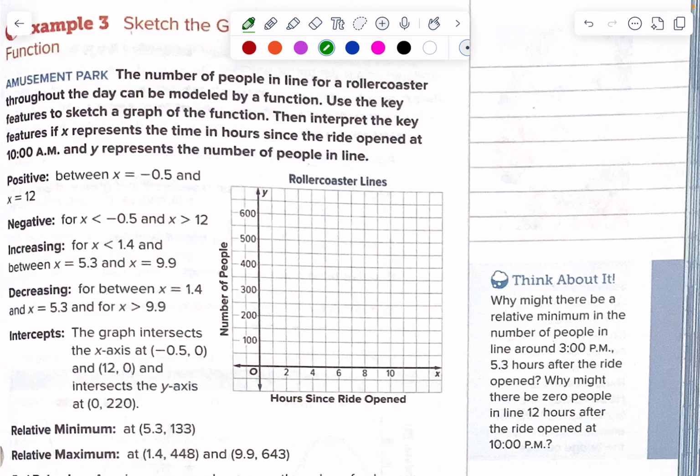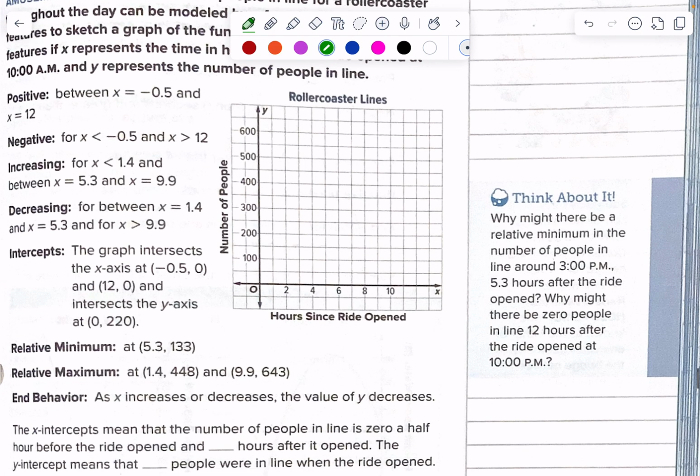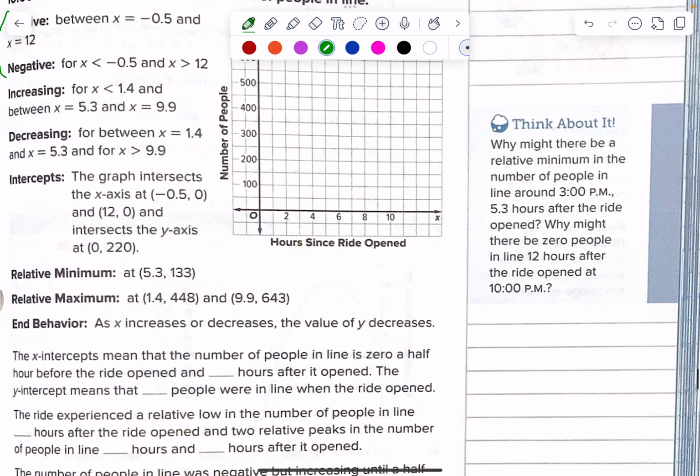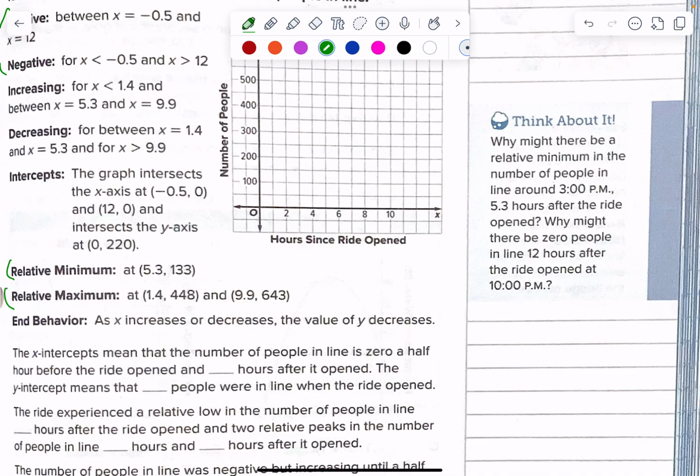Okay, so it's positive. Actually, you know what? Here's what I'm going to do. Instead of starting with positive, negative, I'm going to start down here where we have relative max and relative min. Okay, so my minimum is at (5.3, 133). Okay, 5 is right here, so 5.3 is maybe about there, and this would be like 150, so 133 would be right there-ish. So there is a minimum right here. Min. I'm just going to label him.